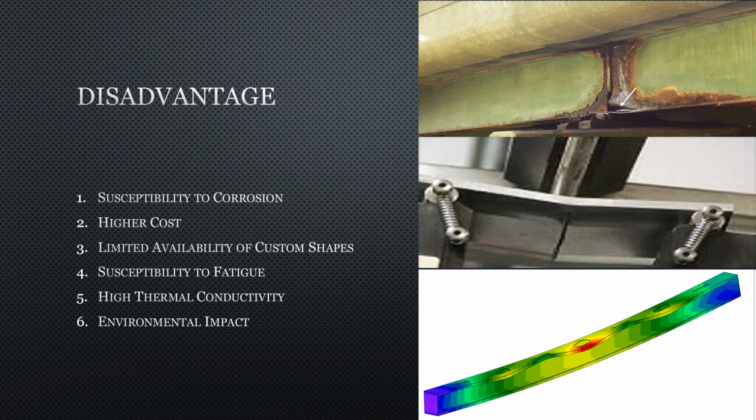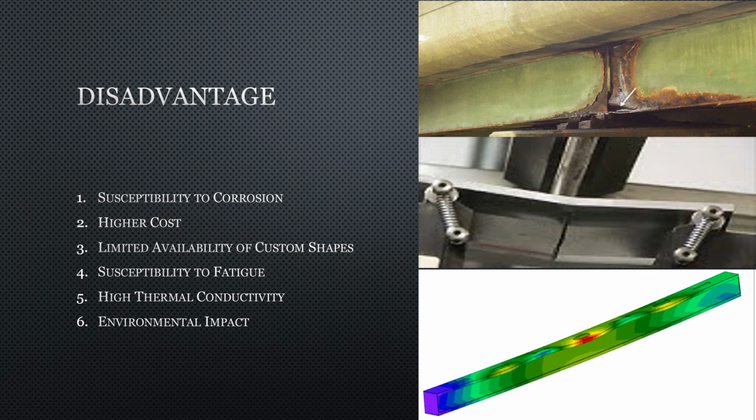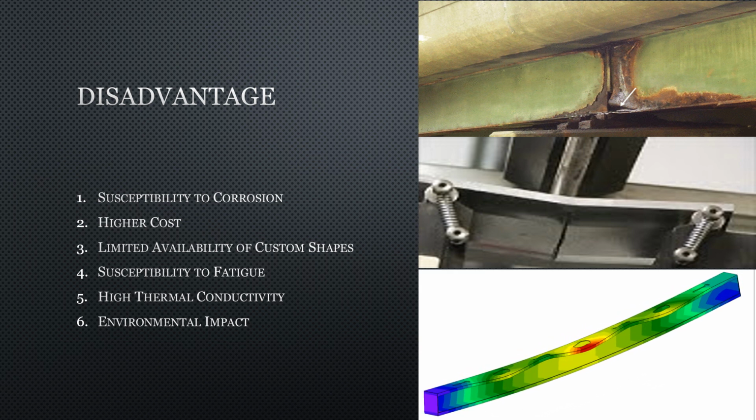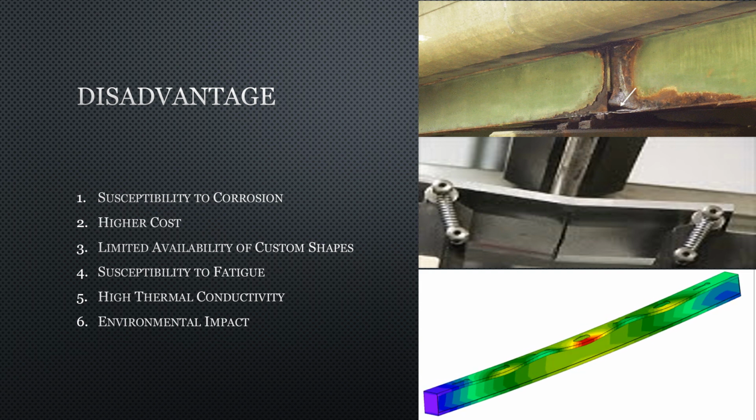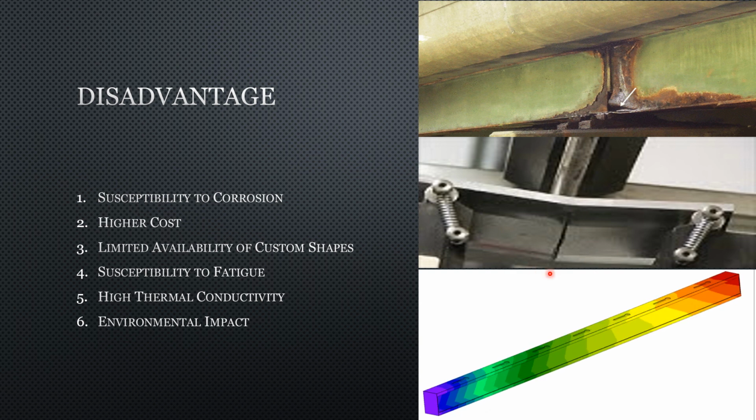Next is susceptibility to fatigue. Repeated or fluctuating loads can cause fatigue in the steel sections, leading to cracks or failure over time. To mitigate these, proper design considerations, including fatigue analysis and reinforcement measures, are necessary in high cycle or dynamic load applications. So as we can see here, this cracks.